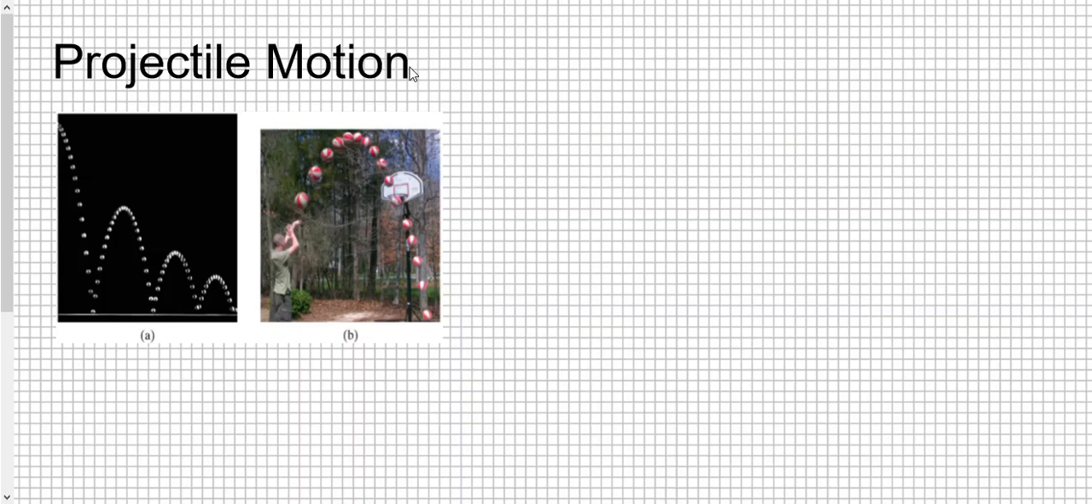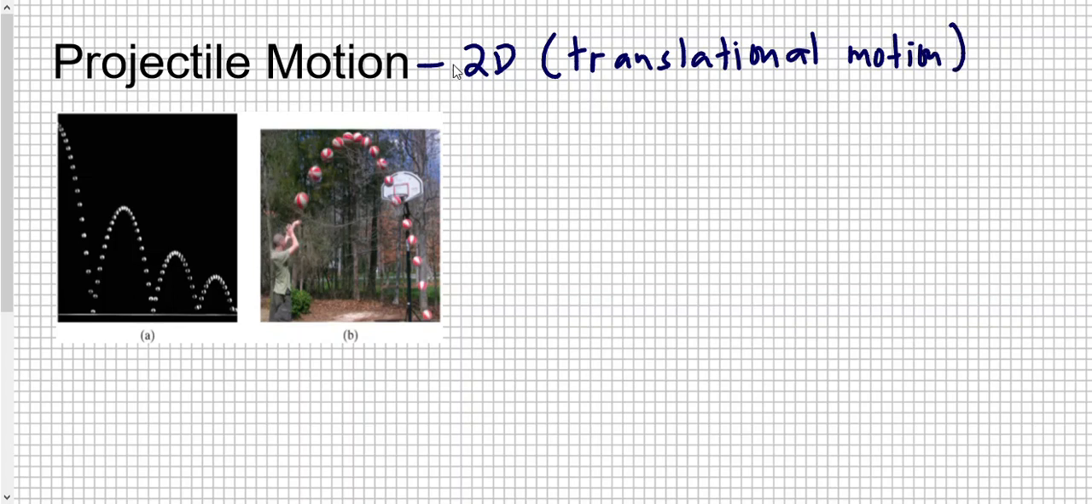So we are now in projectile motion, a very good example of a two-dimensional motion, also called translational motion, wherein we have the motion of the object for its horizontal and vertical components.